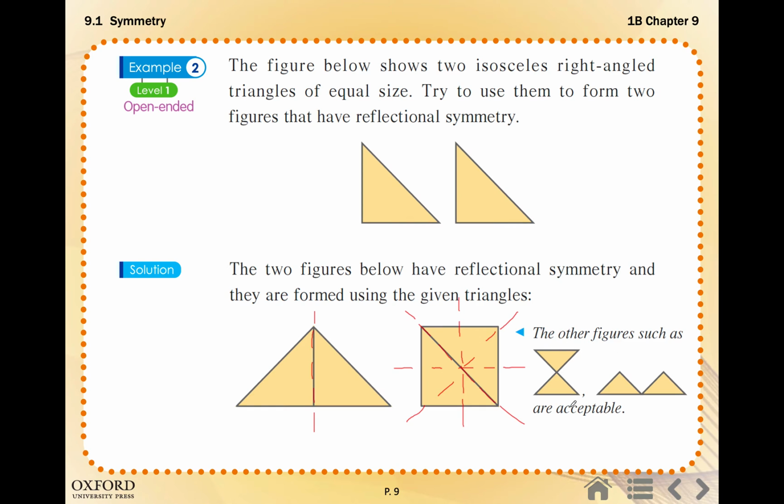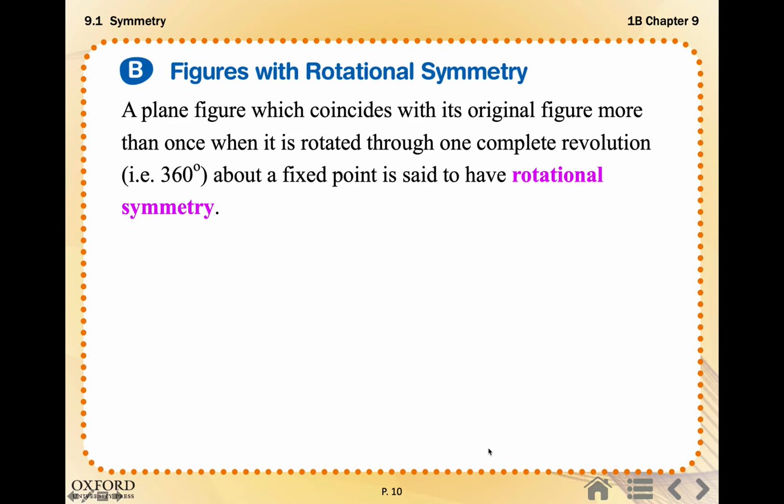But can you see that on the right hand side here, there are another 2 more reasonable, or I may say acceptable, answers here. So that's why this is an open-ended question. That means more than one solution, just to form a figure that has reflectional symmetry in any possible way. So this is the open-ended question. And then this is for the reflectional symmetry.